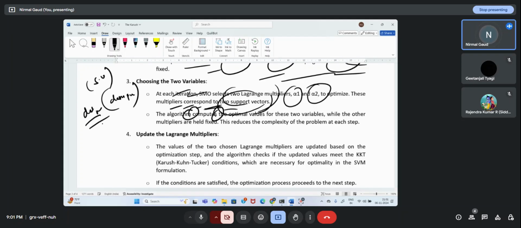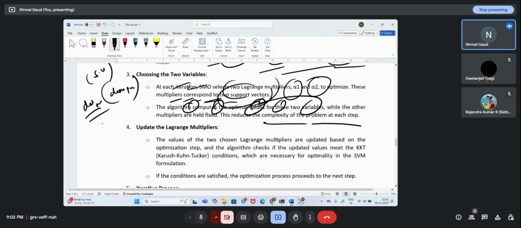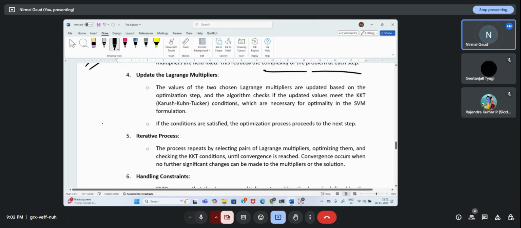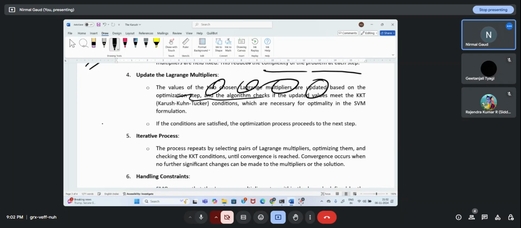The algorithm computes the optimal values of these two variables. Okay, it will find the optimal value, and obviously this reduces the complexity. If we keep on trying to solve the entire problem, then that's not something good. Just take two at a time. The values of the two chosen Lagrange multipliers are updated based upon the optimization step. Then it meets the KKT condition. You very well know about the KKT.